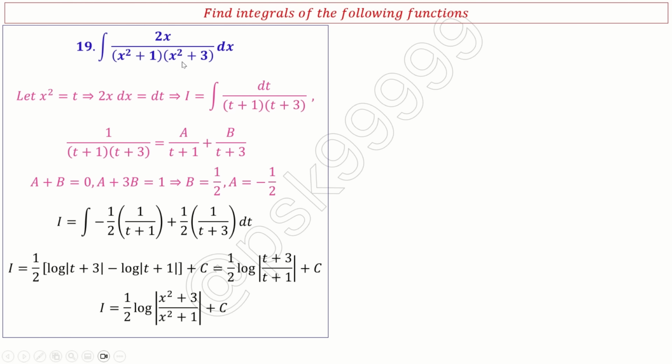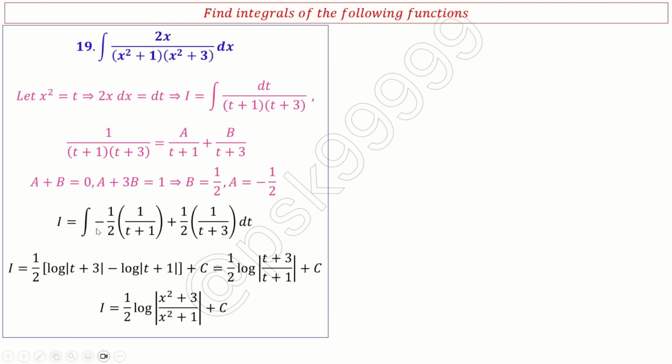Integration of 2x by x square plus 1 into x square plus 3. We know that the differentiation of x square is 2x. So you take x square as t, so 2x dx is dt. The integration actually becomes the integration of dt by t plus 1 into t plus 3. Now this I can do by partial fractions. So I did partial fractions here.